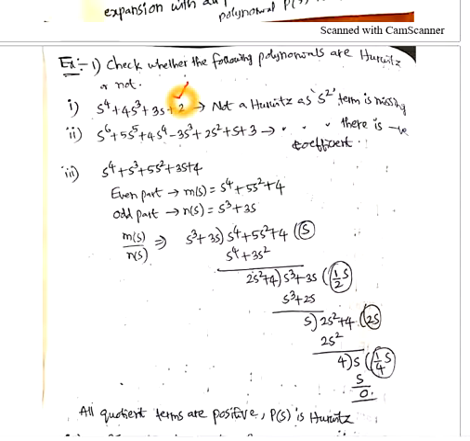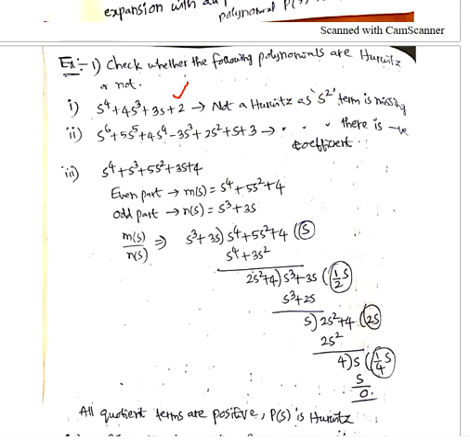If you observe the first property of Hurwitz, all the coefficients should be positive. That is valid, it is satisfying. But there should not be any missing term in between, and there is an s square term missing in between. So it is not Hurwitz. This is the first example. Then what about the second one?